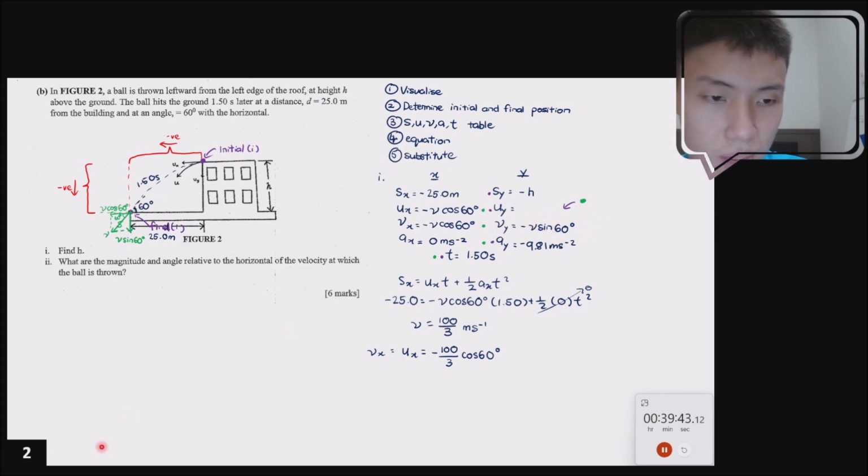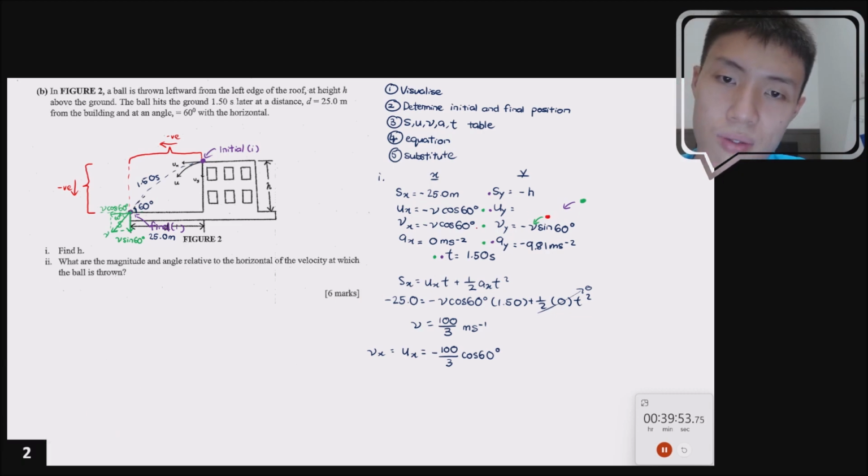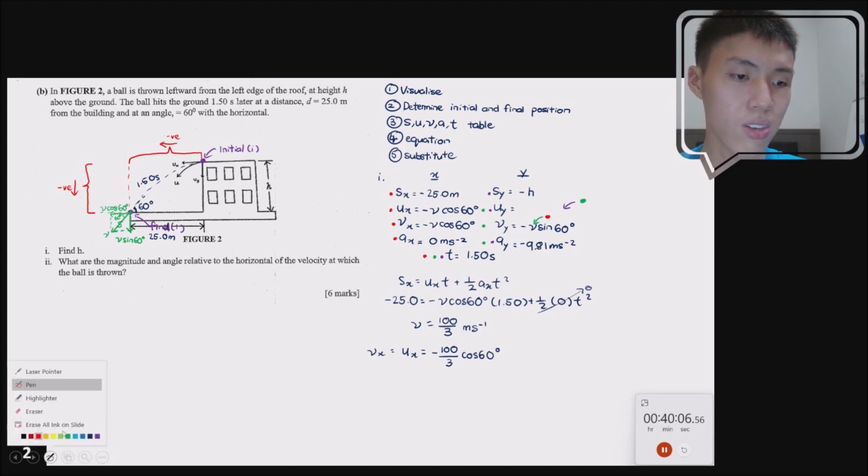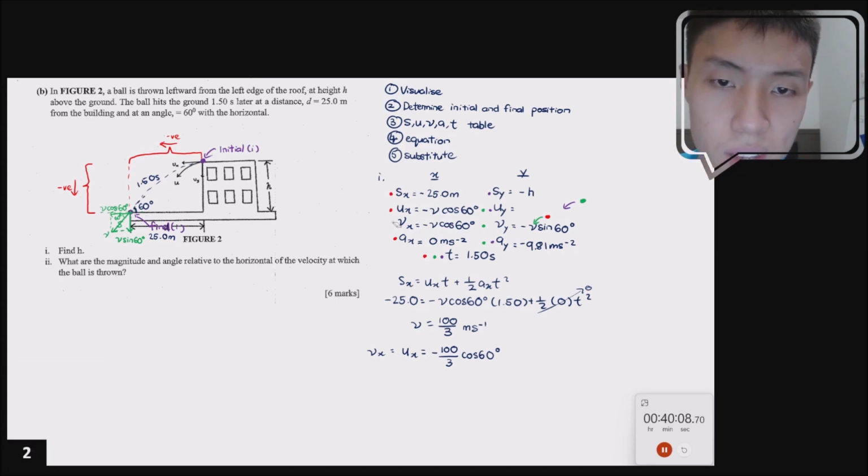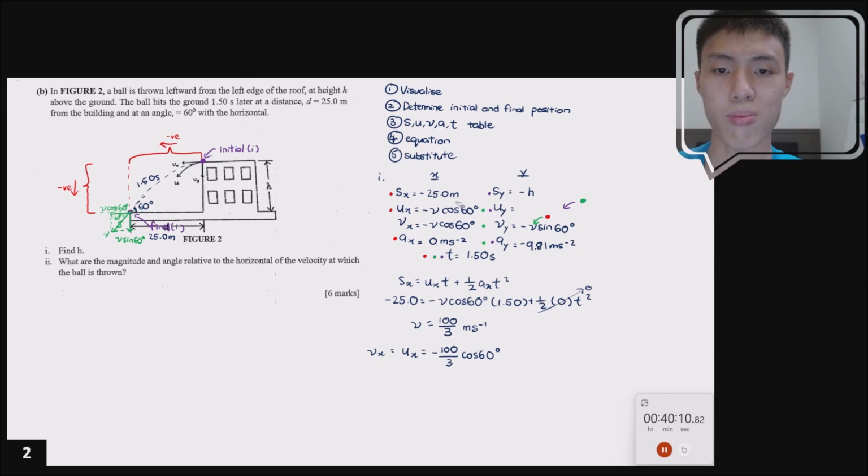So that means I have to find V first. In order to find V, I need to go to the X dimension. So in order to find X dimension V is over here. So I need an equation that has SVAT or SUAT will do. Okay, because there's V inside the UX, right? Okay. So from here, this is my approach.